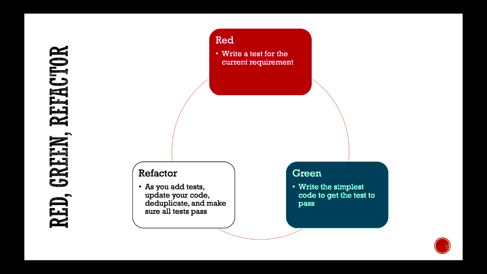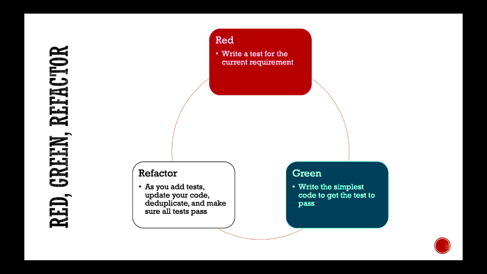So you'll see from this graphic, we always start with red. We write a test for the current requirement, whatever that is. That should be a focused test that is simple and straightforward. Okay? Next, we write the simplest code possible to get the test to pass. And when I say the simplest code possible, I mean the absolute simplest code possible. When you are doing test-driven development, if there's not a test, you do not write the code. So you write the simplest code possible.